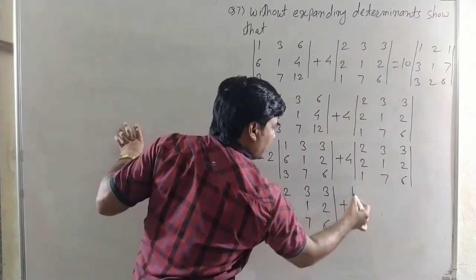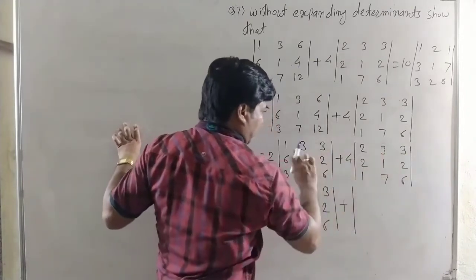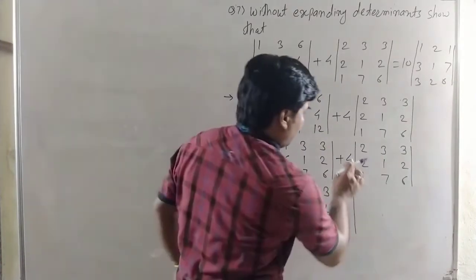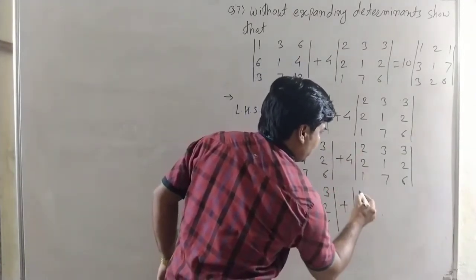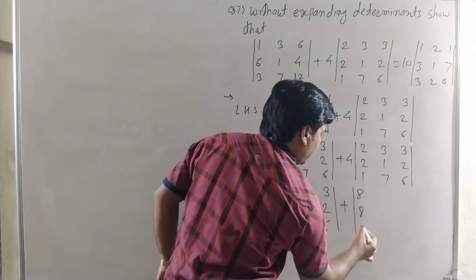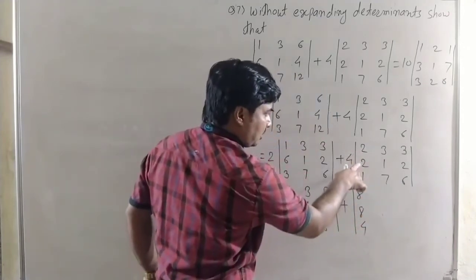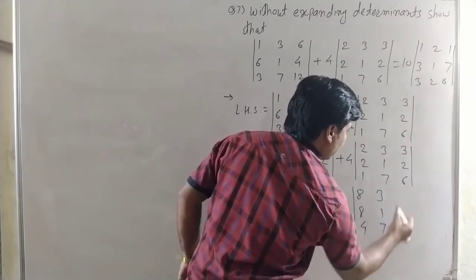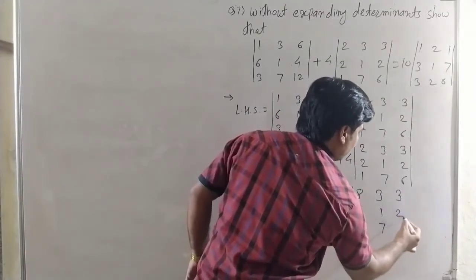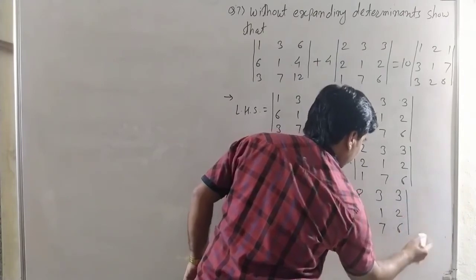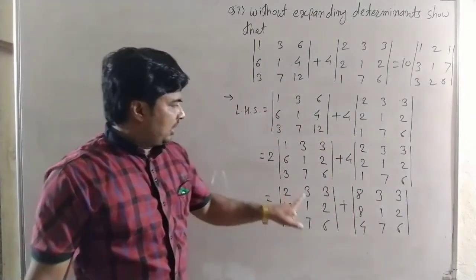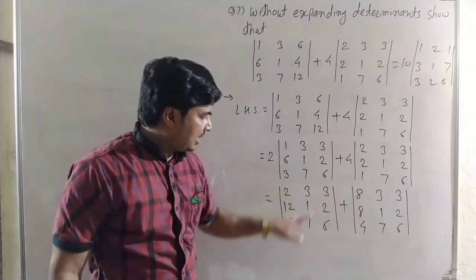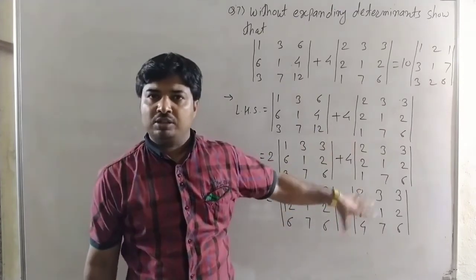Here again, column 2 and 3 are the same in the first and second determinants, so we multiply this, it is 8, 8 and 4, we multiply the first column, therefore it is 3, 1 and 7, 3, 2 and 6. Okay, see carefully, in both determinants there will be addition. And the second column and third column are the same.